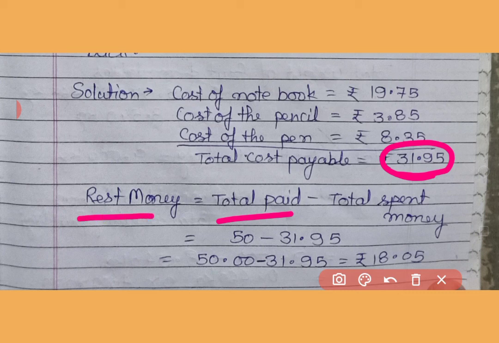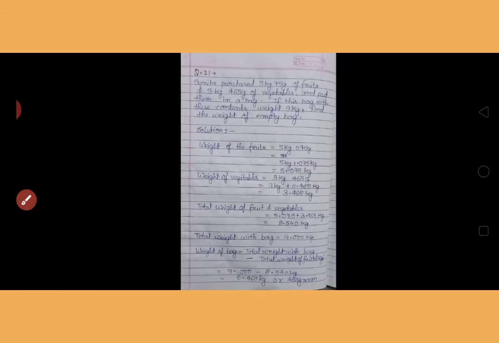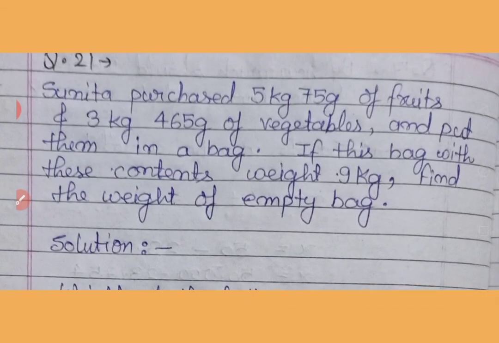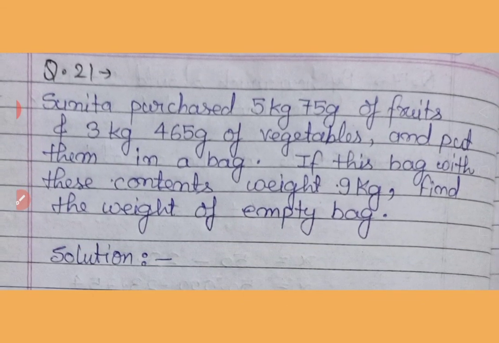Rest money is equal to total paid minus total spent money, or total cost payable. So this becomes 50 minus 31.95. So it is changed into 50.00 minus 31.95, subtracting and getting the answer 18.05.